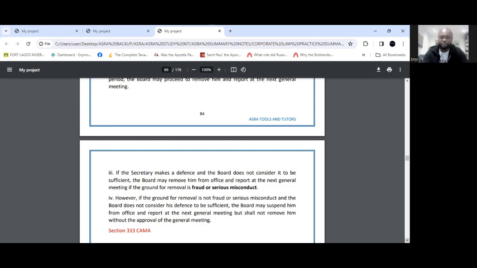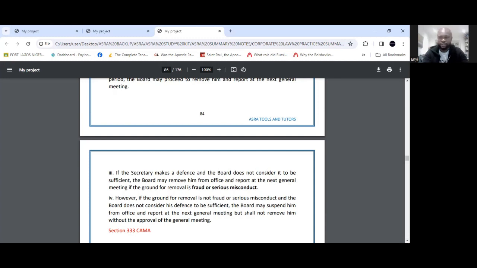But if the ground for removal is not fraud or serious misconduct, and the secretary makes a defense which the board considers to be insufficient, then the board can only suspend such a person, but will not be able to remove the person without the approval of members at a general meeting. So that's the procedure for removal in a public company. Let me just reiterate that again.